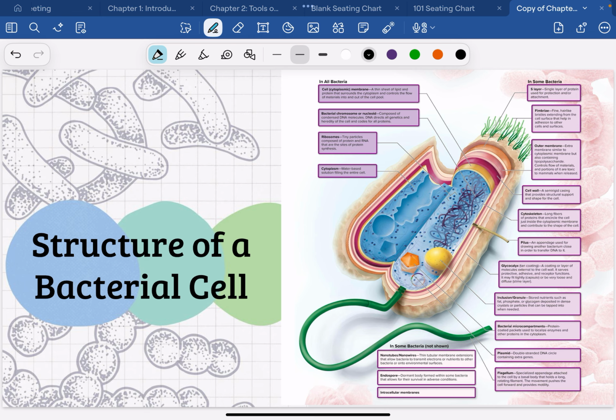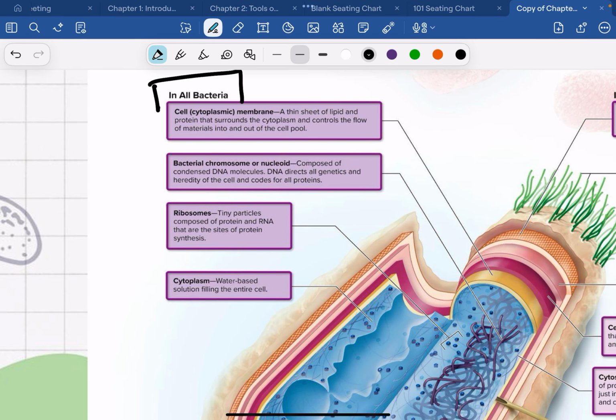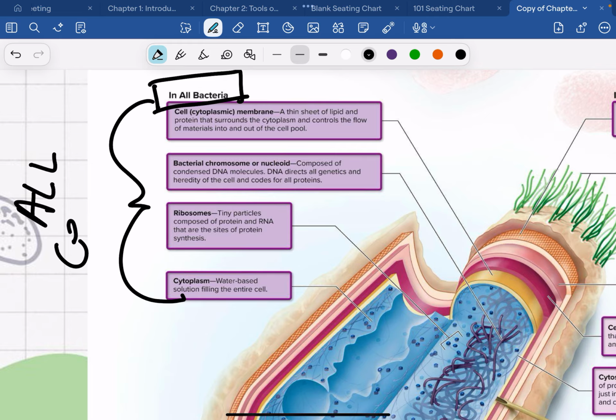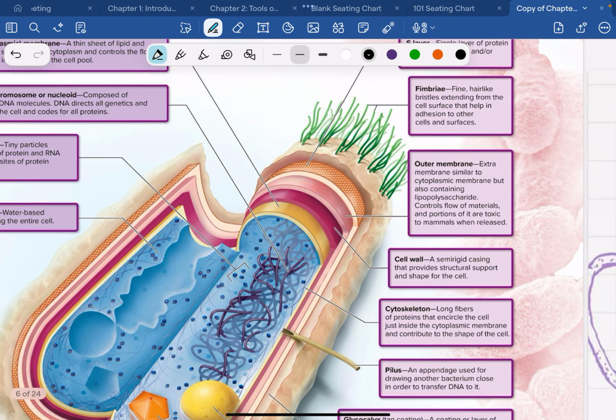Right? So this is the overall structure of a bacterial cell. We'll just do this slide, and then we'll be done. So this is the overall structure of a bacterial cell. Notice that the four components in the top left are components that all cells have, not just bacteria. So it is in all bacteria, but these four are also in all cells. But these four things we're going to talk about: cytoplasmic membranes, bacterial chromosomes, ribosomes, and cytoplasm. Those are the four things that all cells have, including all bacterial cells, because bacterial cells are cells.